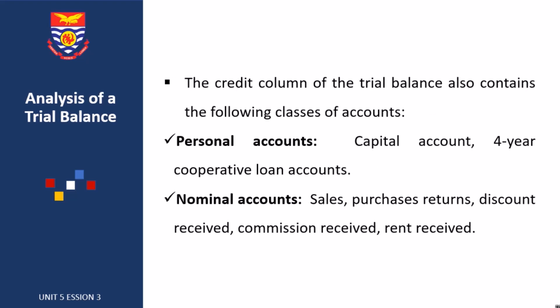The credit column of the trial balance also contains the following classes of accounts. The personal accounts, that is capital account and 4-year cooperative loan account, and then nominal accounts: sales, purchases returns, discount received, commission received, and rent received.